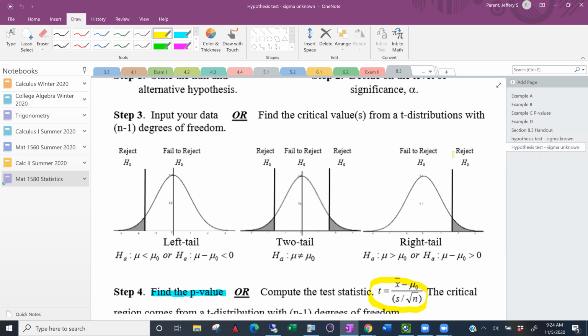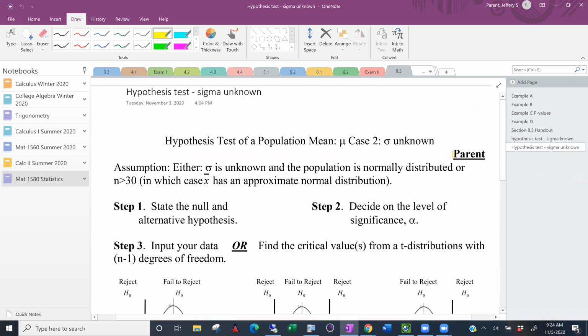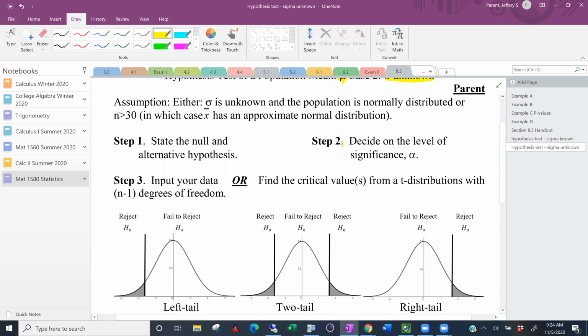But let's look at the requirements for a hypothesis test in the case where you're testing a hypothesis regarding a population mean, and we don't know what sigma is. Now, there's some assumptions. Sigma is unknown. All right, so we got that. The population is normally distributed, or n is greater than 30. So one of these two has to be true. All right, cool.